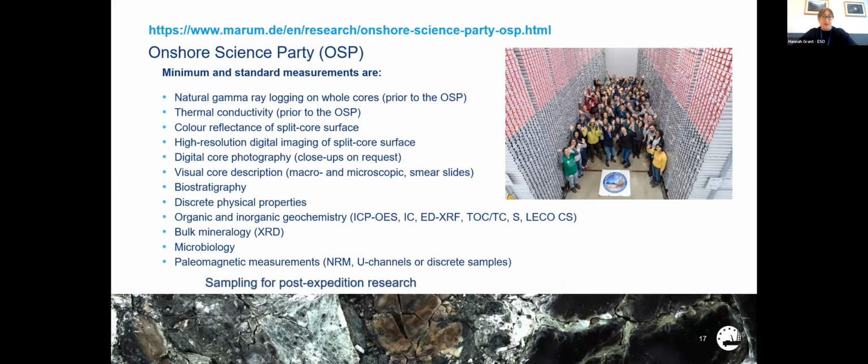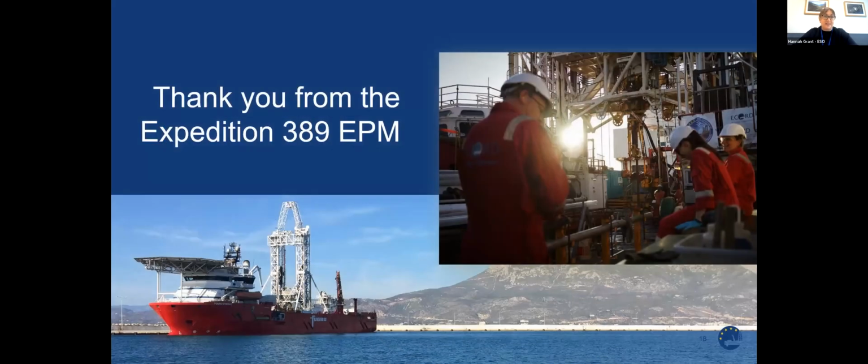And additionally, at the OSP, you will have the opportunity to sample for personal post-expedition research. This isn't actually the primary aim of the OSP, as the initial analyses will always take priority, but we have found that science parties can generally cope with analysis and post-expedition sampling at the same time. So I'll now hand back to Dave, who will discuss the application process and next steps.